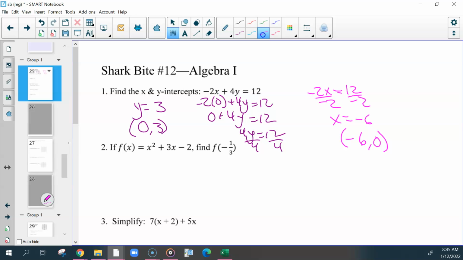If you solve this equation for y and found the y-intercept that way, you could do that. But I wouldn't do that for the x-intercept. You would need to put 0 in for y and solve for it that way. Questions on number 1?